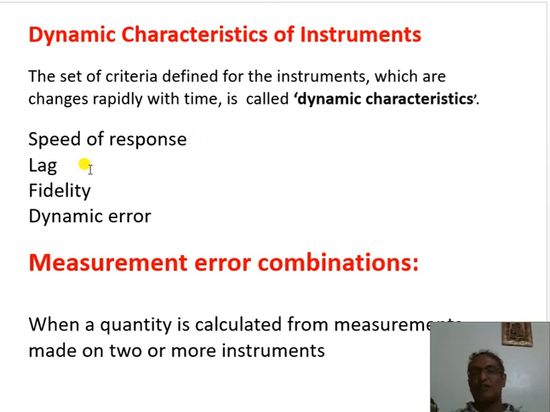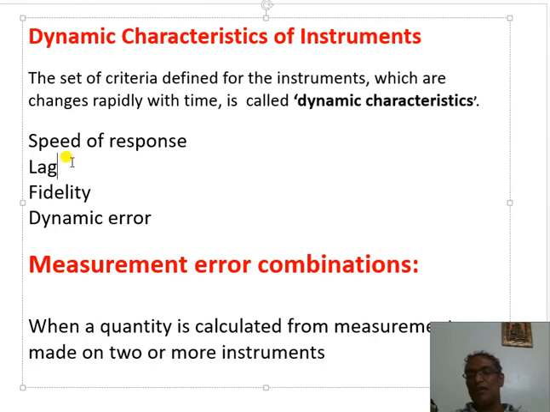Next one is lag. There will be some delay because the device may be far away and the reading measurement device is in some other location. So there is a lag of time. That is what we call lag. Next, fidelity. Fidelity is a different characteristic. It is determined by the different device characteristics. This is called fidelity.